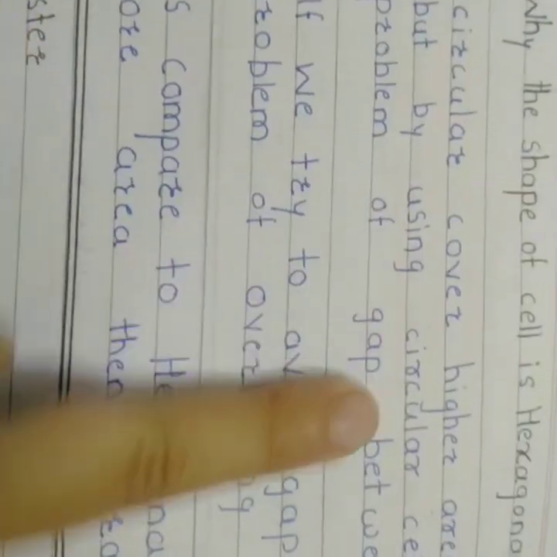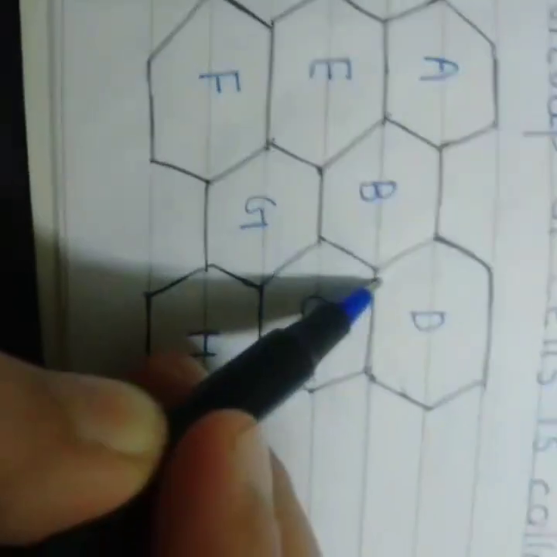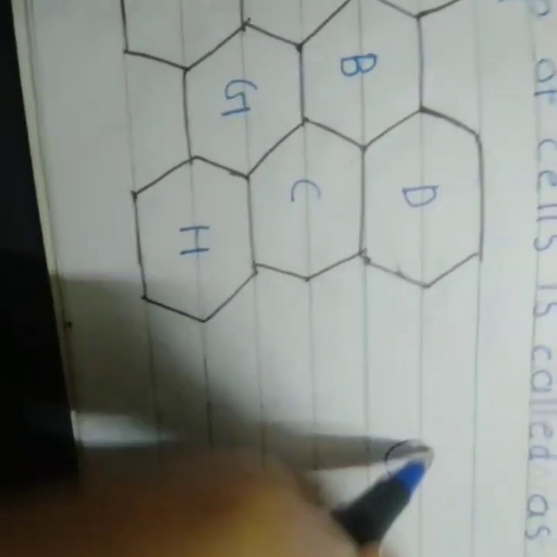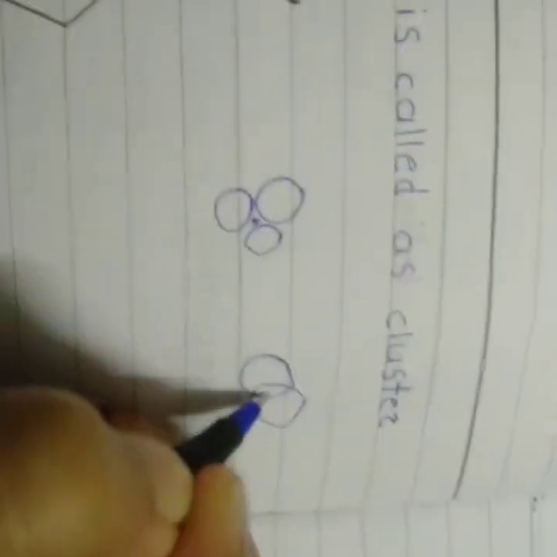So the question is why the shape of the cell is hexagonal. As we know, a circle covers a larger area than other shapes. But by using circular cells, there is the problem of gaps between adjacent cells. With a hexagonal shape, we can connect them, but with circles we can't connect them properly and we get gaps. That's why we use the hexagonal shape. If we try to avoid the gaps, there is the problem of overlapping, that is interference, where the information overlaps. That's why we don't use the circular shape.